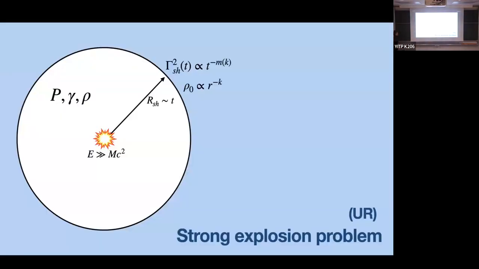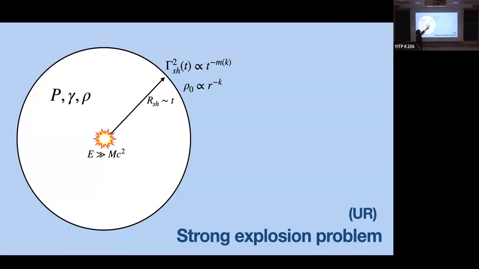So essentially, we're looking at basically the same problem. Only now the energy that I'm putting in the explosion is much larger than the mass that I'm exploding, and so I'm creating an ultra-relativistic blast wave. So the relevant parameter is no longer how the radius of the shock evolves with time, because it's obvious that the shock moves at roughly the speed of light. But now the relevant parameter would be the scaling of the Lorentz factor with the time.